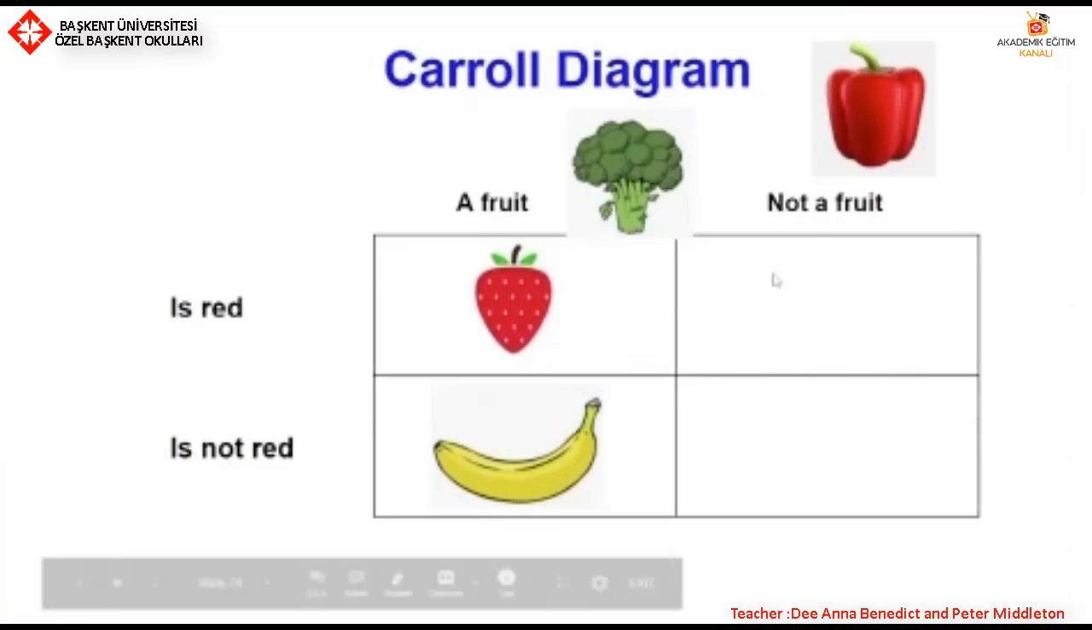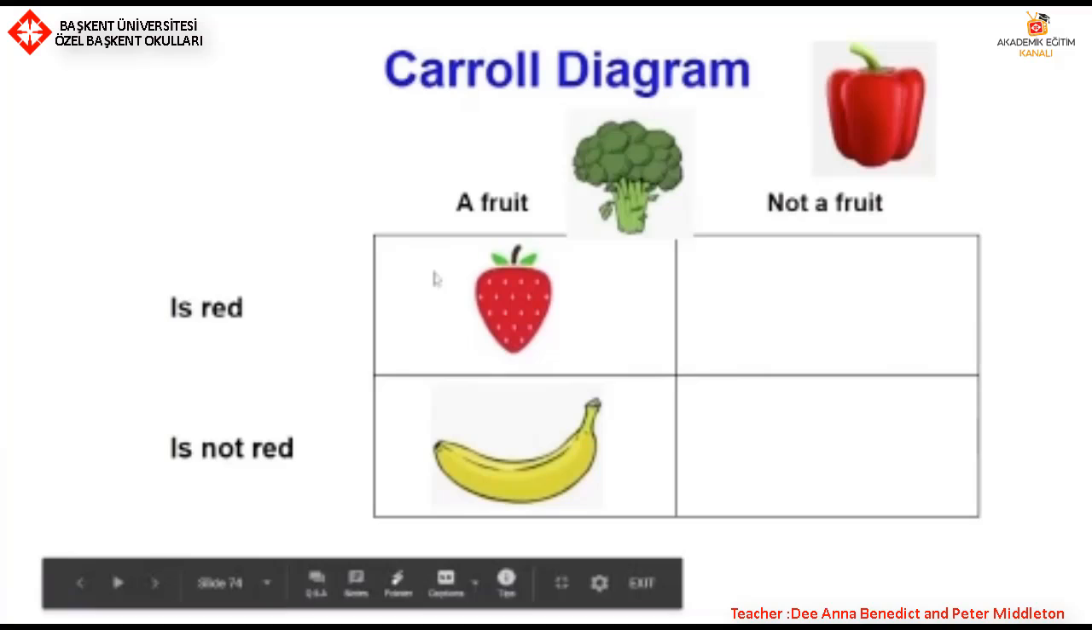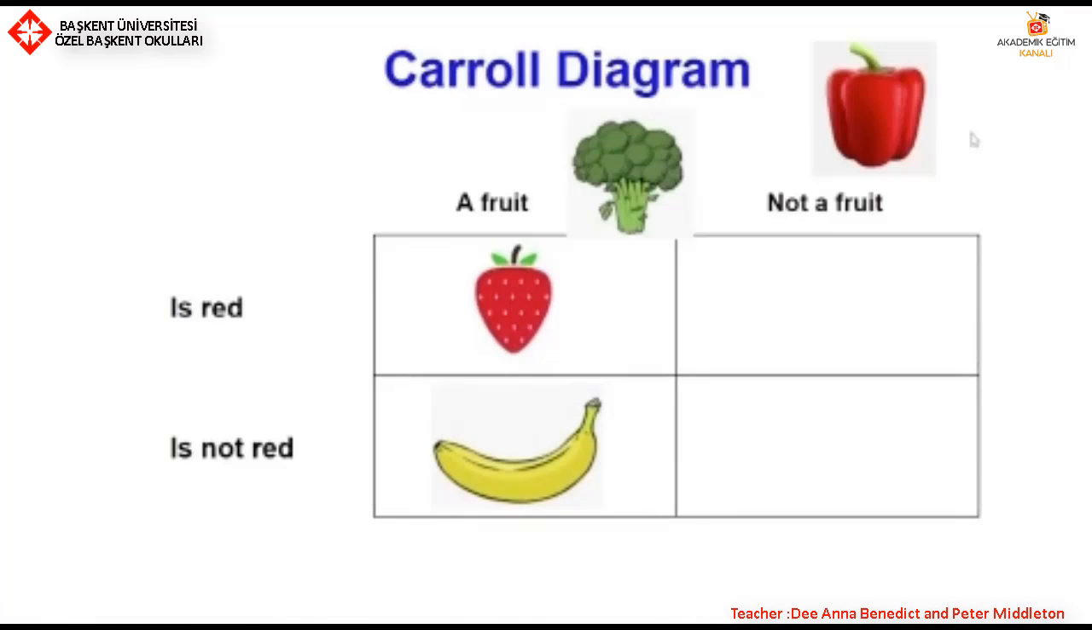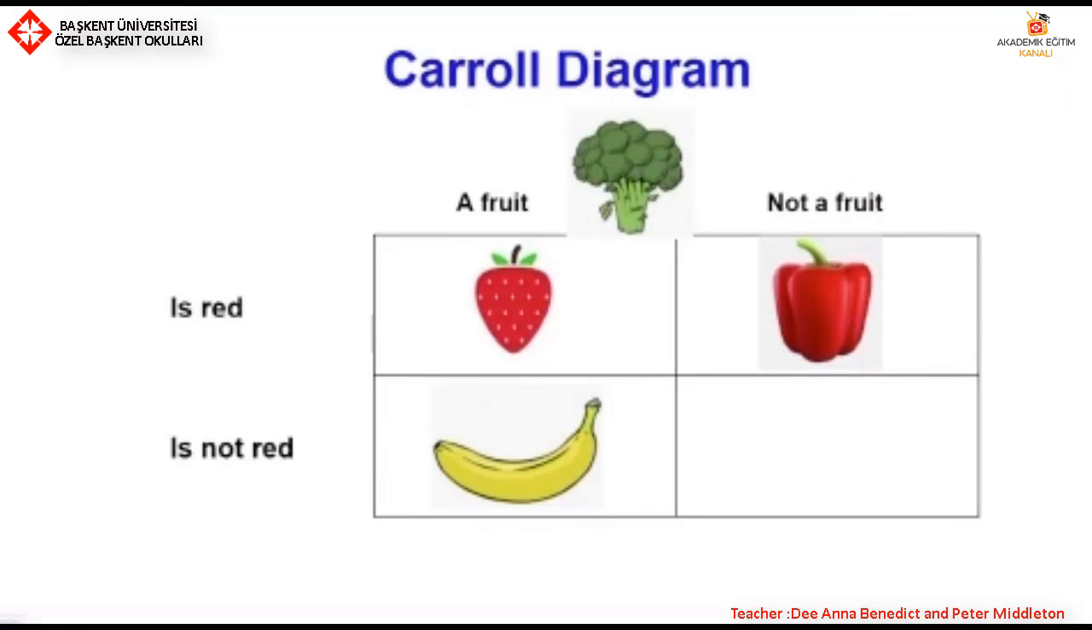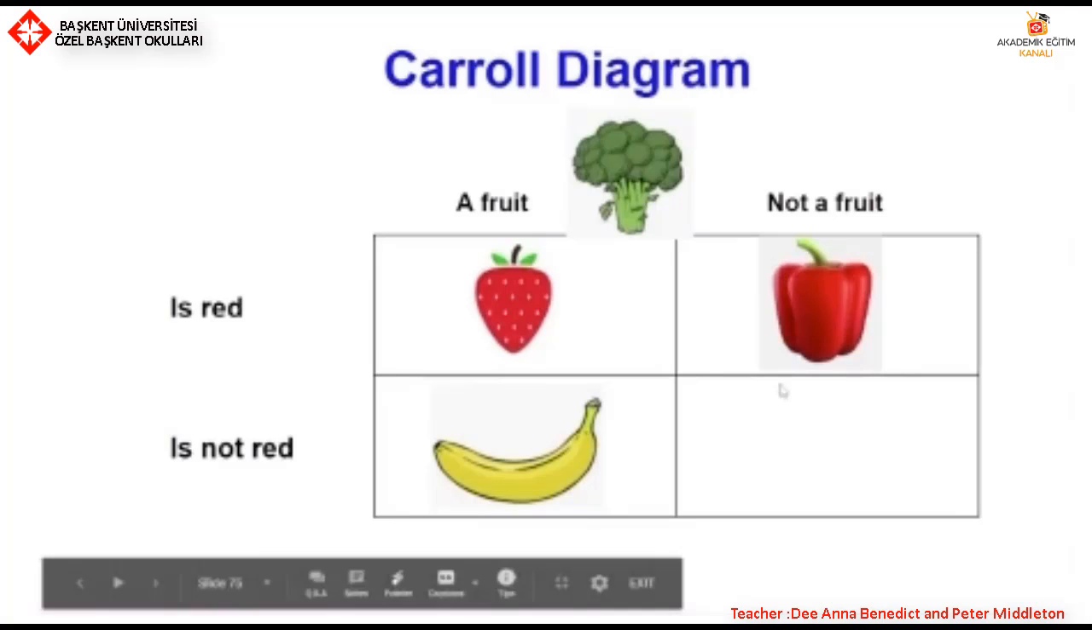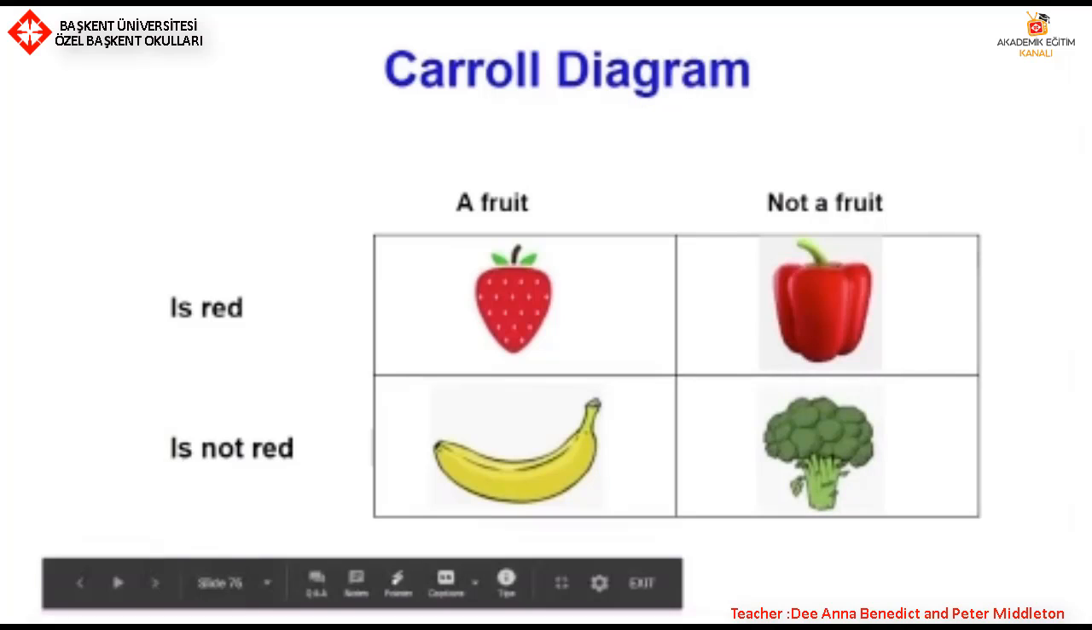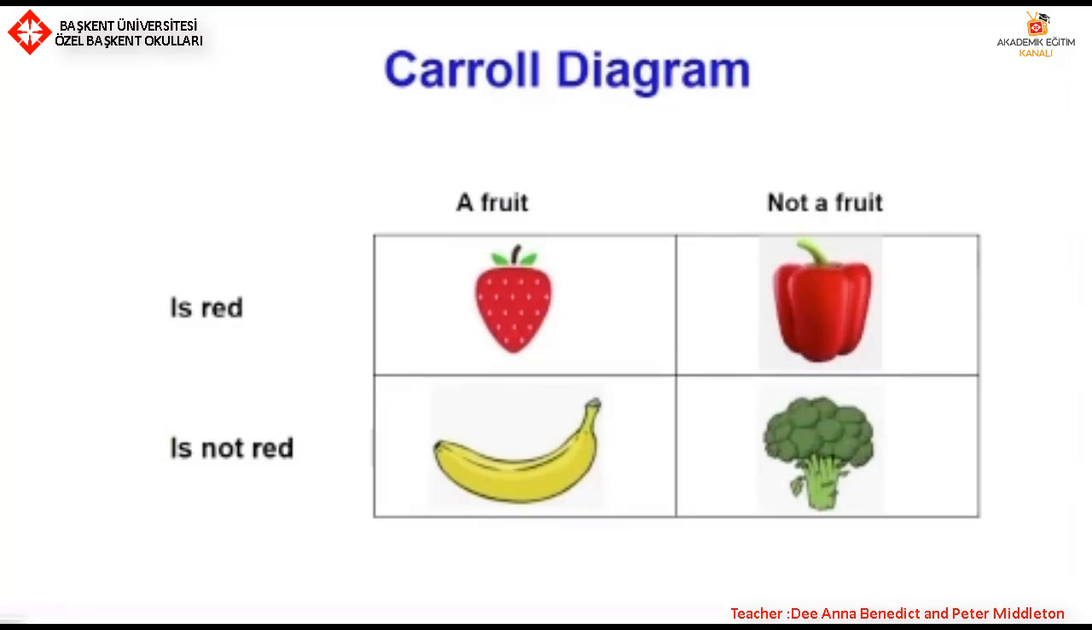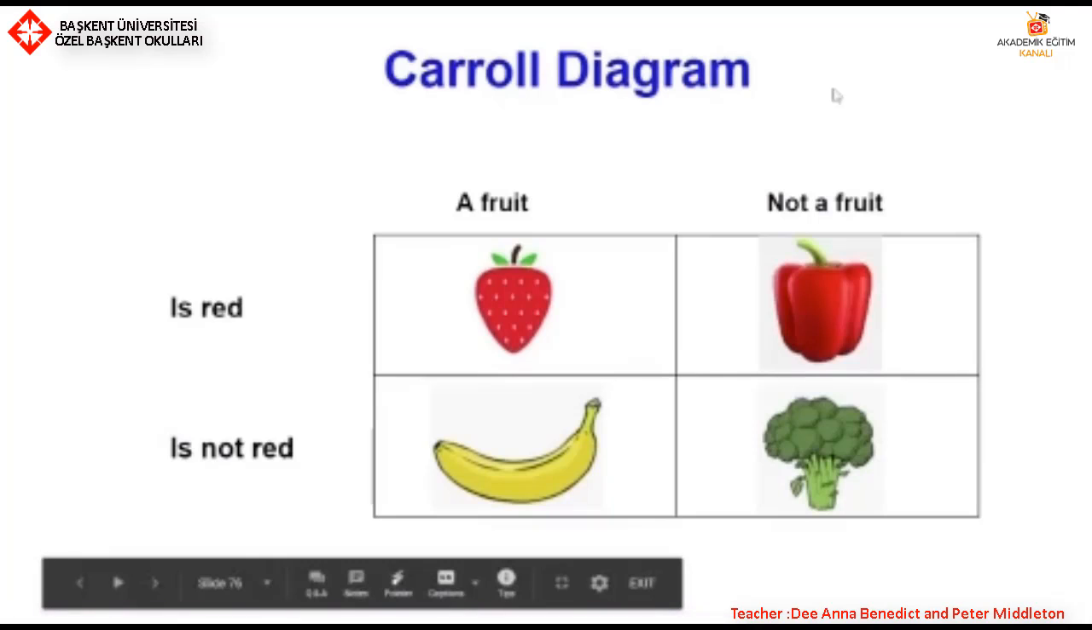Now, let's see. It's not a fruit and is red. Which one of these is not a fruit but is red? The pepper. The pepper is not a fruit and it is red. So the last one, not a fruit and is not red. What goes there? The broccoli. The broccoli is not a fruit and it is not red. So we can sort all these things in a Carroll diagram.